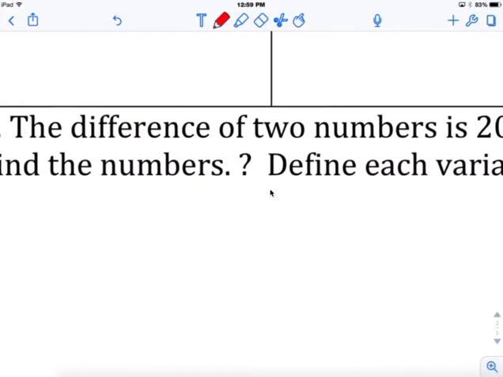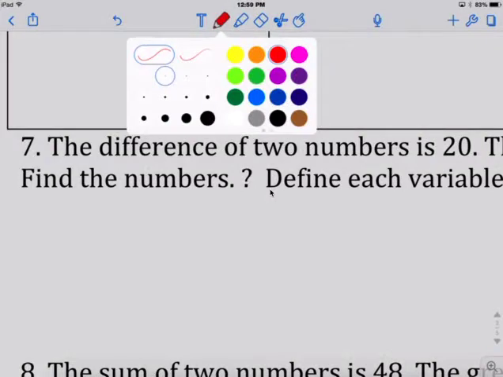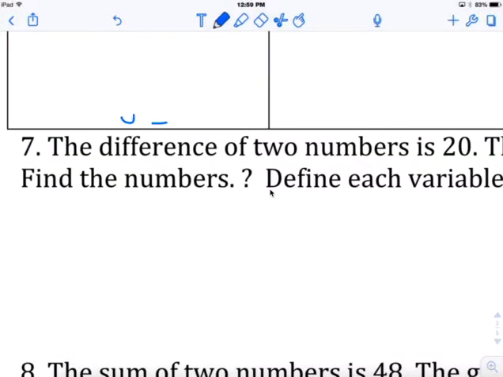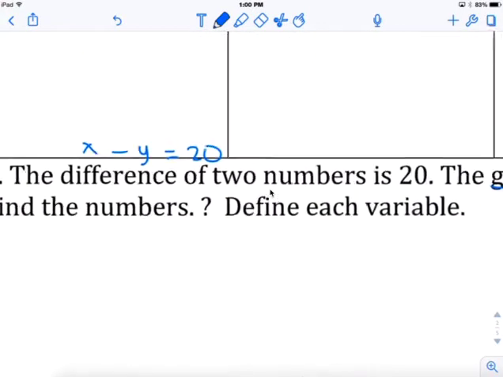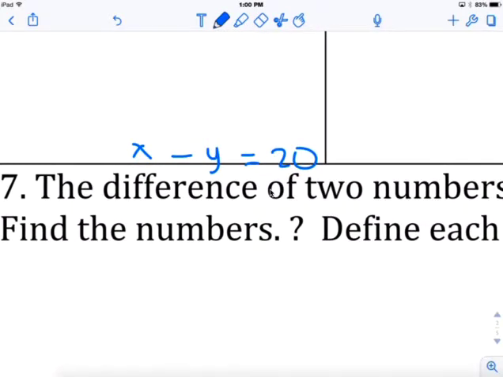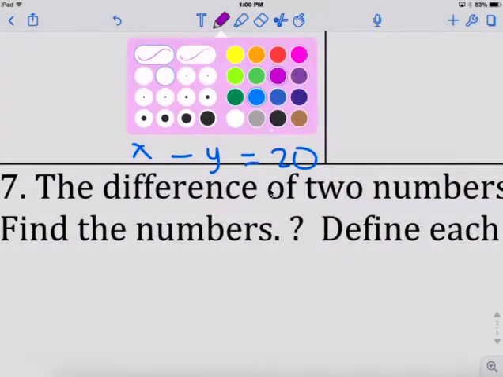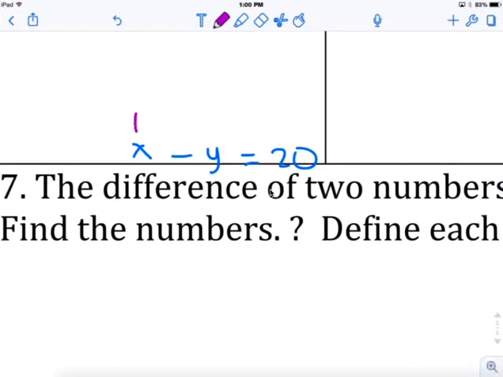So, the difference of two numbers is 20. Y'all know how to write that: difference is minus, x minus y equals 20. The greater number is, okay, they're using greater number now. There's many numbers that make 20. Let me explain the greater number. Let's say 25 minus 5, you get 20. This is the greater number, so it's x.